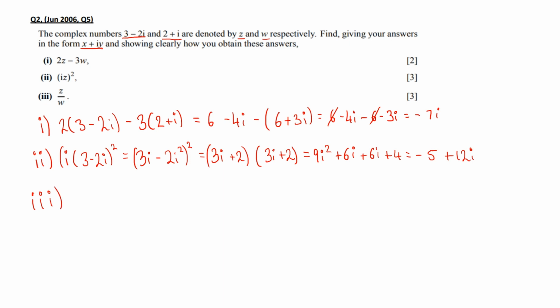Number 3. We've got z, which is 3 minus 2i, divided by w, which is 2 plus i.